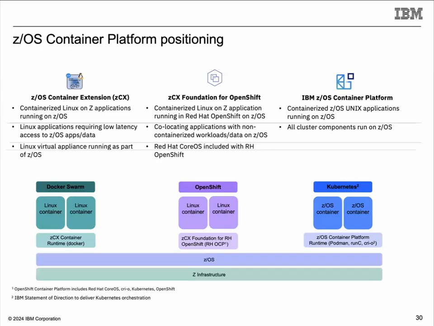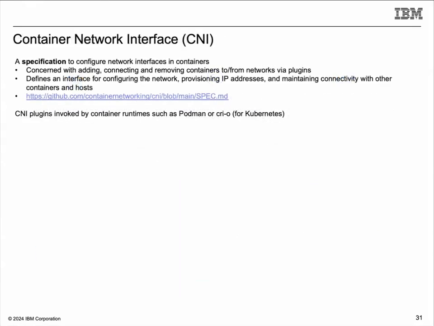Now you may be asking, why are we talking about this for a Communications Server update? Well, one of the key things I mentioned about containers is isolation, and one of the main isolations required for containers is network isolation. So what we want to talk to you about is some of the enhancements we've made in Communications Server in order to support this network isolation.